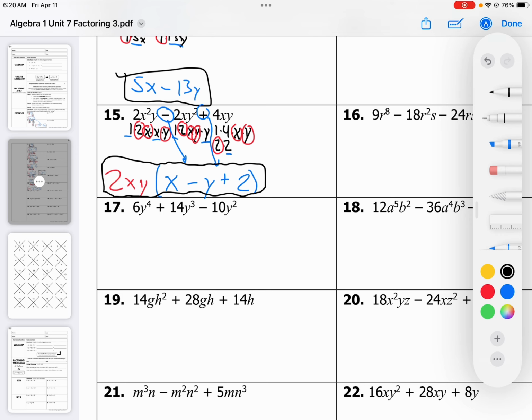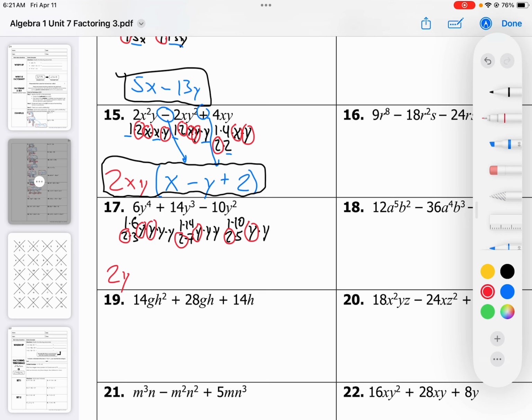Number 17. We again have 3 terms. The 6y to the 4th, that would be 1 times 6 or 2 times 3. And then we'd have 4 y's. So the 14y cubed would be 1 times 14 or 2 times 7. And then there's 3 y's. And for the 10y squared, it'd be 1 times 10 or 2 times 5. And then we have 2 y's. So we're looking at what they have in common. They all have a 2. They also have at least one y, so I can put a y.